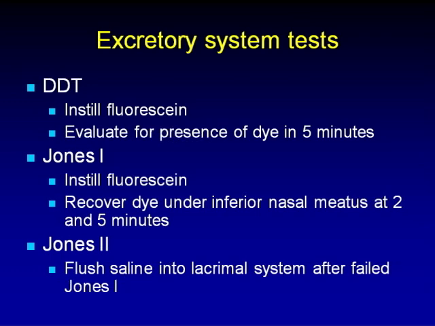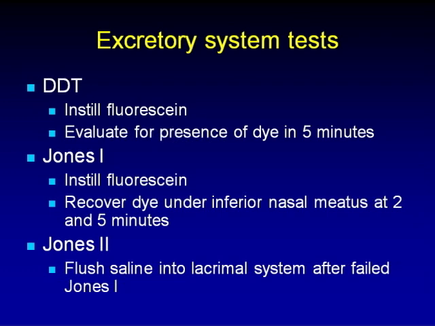On one of my OCAPs, I was asked to distinguish between Jones 1 and Jones 2. So Jones 1 is when you instill the fluorescein, and then you wait 5 minutes and you look for the dye in the nose, under the inferior meatus. You just stick kind of a cotton tip in there. If you see any dye, then it's normal. If you don't see any, then you have to further distinguish whether this is a functional obstruction or an anatomic complete obstruction. That's when the Jones 2 comes in.